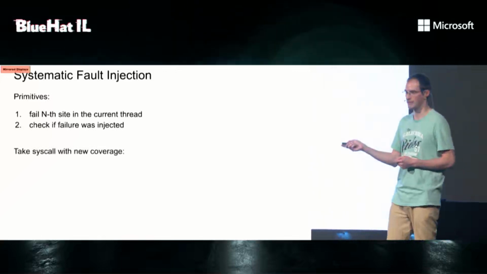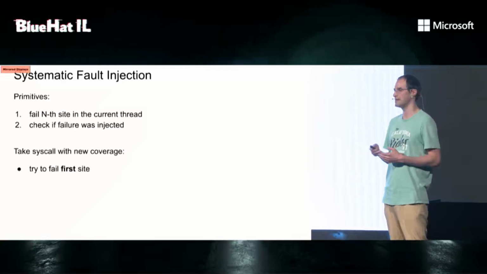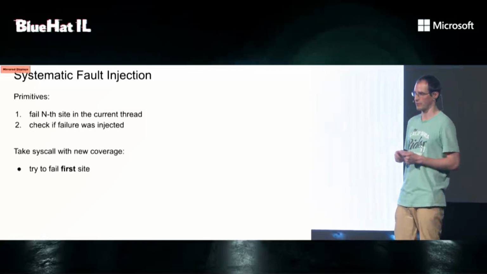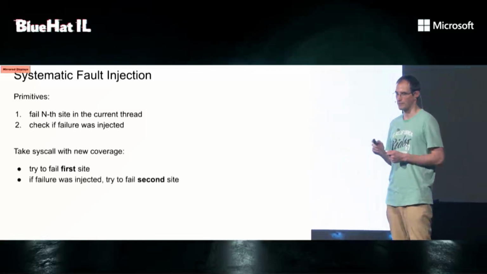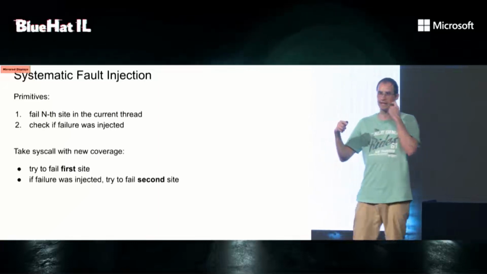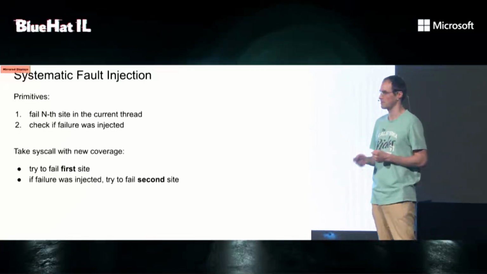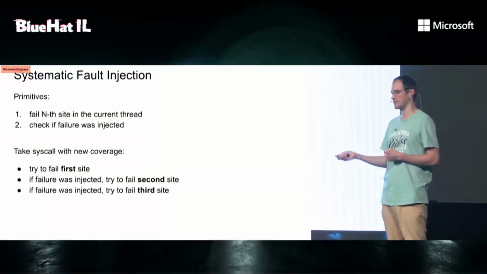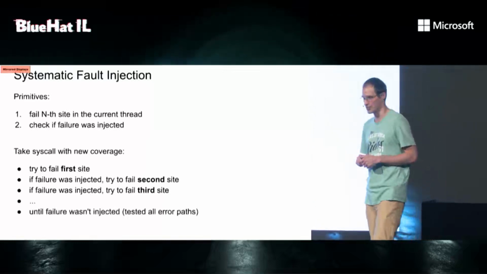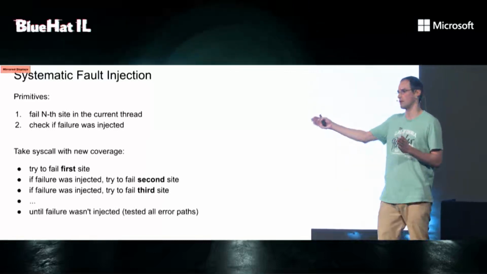Let's say we see new coverage on some system call. So what we do, we then execute this program again, and we ask the kernel to fail the first failure site in this system call. Then if the failure was injected, we execute this program again, but now we ask to fail the second failure site in this system call. Again, if it was injected, we try to fail the third site, and so on, until the kernel says the failure wasn't injected, which means that we tested all error paths in this system call one by one.